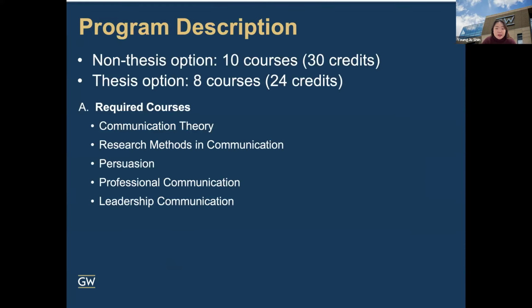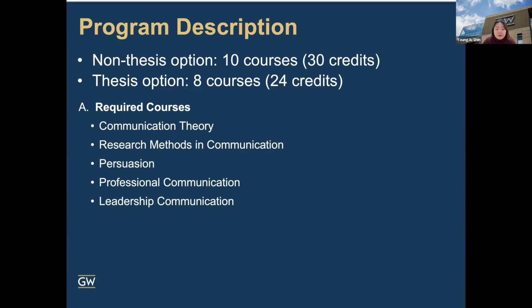For our program description, I'd like to share a very brief version, and of course I can share more information later on. Here are the program expectations for you to be able to graduate in about two years. Some students prefer the non-thesis option, in which students are required to take at least 10 courses. Other students prefer the thesis option, which means they take the lead on their study, and they are expected to take at least 8 courses and then work on their thesis project before graduation.